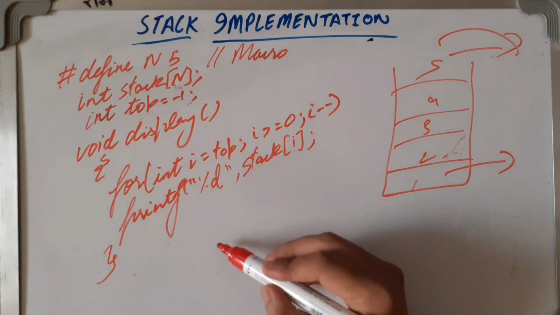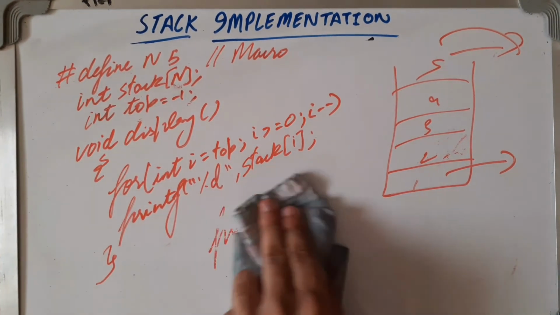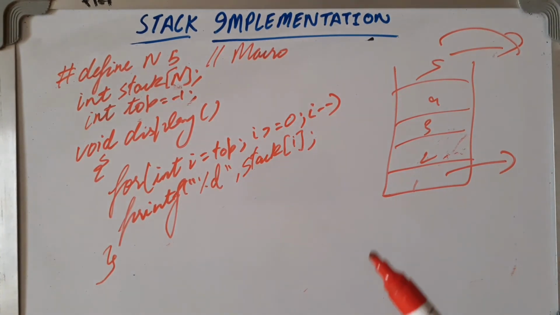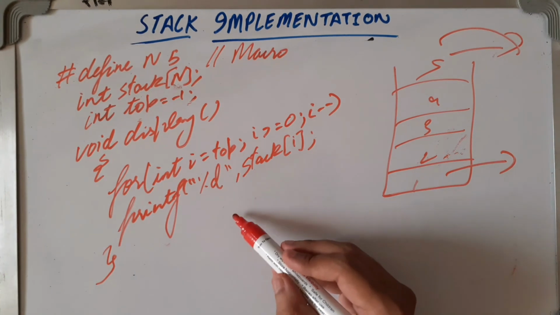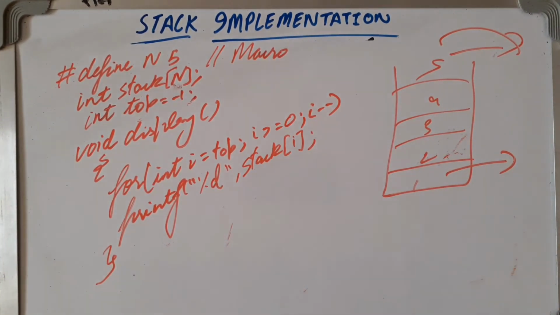We have done push. You should put these functions inside a switch case, and then you can work better. You have to make a switch case, where choice 1 is for push, choice 2 for pop, and so on, and you can work better with these functions. Okay guys, thank you.